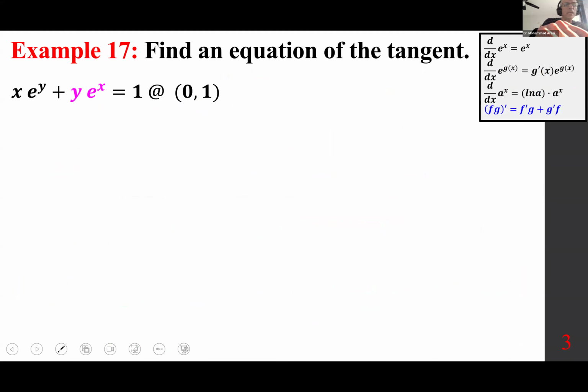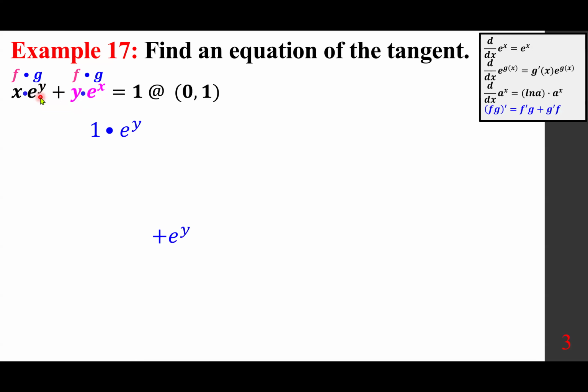We want to find an equation of a tangent line. That means we need two things: we need the point that is given, and we need the derivative, and then plug in. First and foremost, this is x times e to the power of y, and this is y times e to the power of x. Both of them use the product rule. For this one, again, we're going to go with the product rule, f prime g plus g prime f. So this is 1 times e to the power of y, plus e to the power of y itself times y prime, because y acts like a function g of x, and then by the product rule times x.